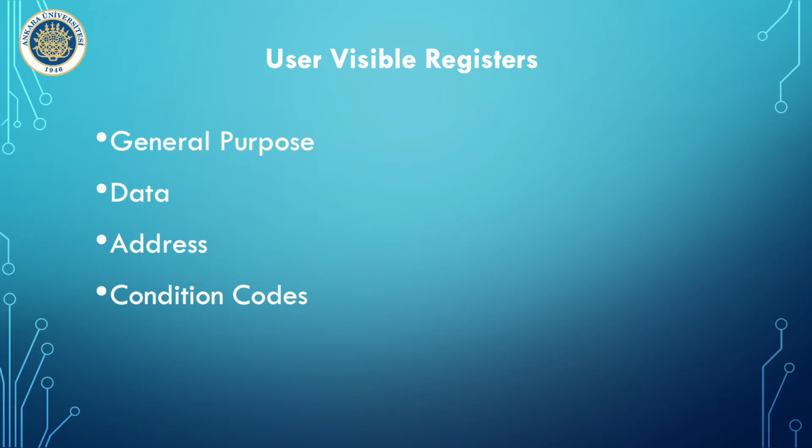User visible registers are designed to speed up program execution by reducing the number of memory accesses. General purpose registers can be used for almost any operation, such as holding intermediate results or loop counters. Data registers may be specialized for arithmetic or logical operations. Address registers are used to hold memory addresses for instructions and data. Finally, condition code registers store bits that indicate information about the result of the last arithmetic or logic operation, such as zero, negative, or carry.